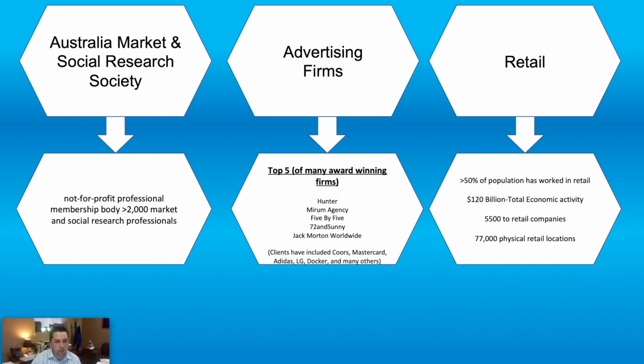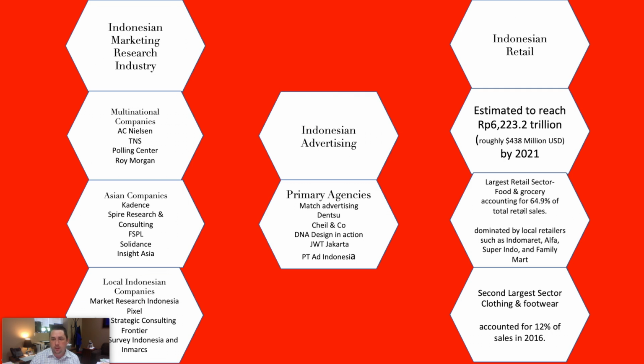Marketing and Research Society in Australia, advertising firms, you got plenty to help you there. Retail industry, you're going to have about 50% of the population that works in retail in Australia. It's a $120 billion industry there. Over in Indonesia, their largest retail sector is going to be food and groceries. It accounts for 65% of total retail sales. Their second largest is clothing and footwear. They do have advertising and marketing agencies that can help you as you're doing your research in Indonesia.